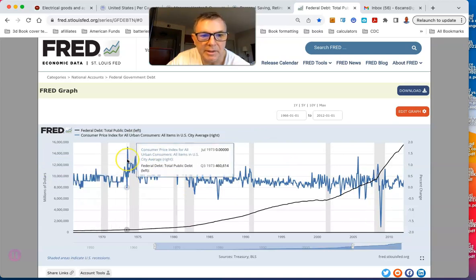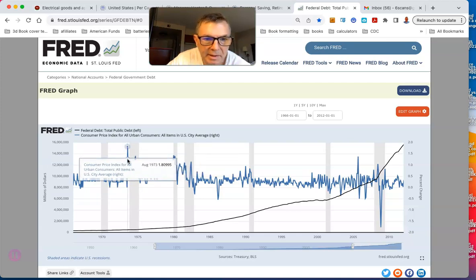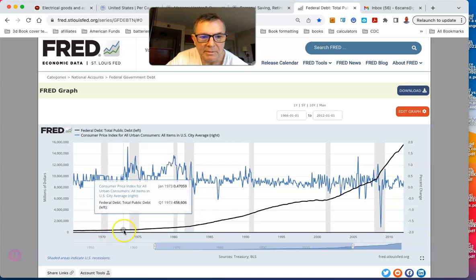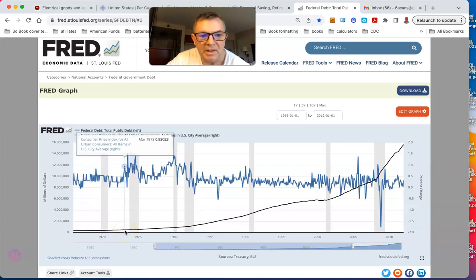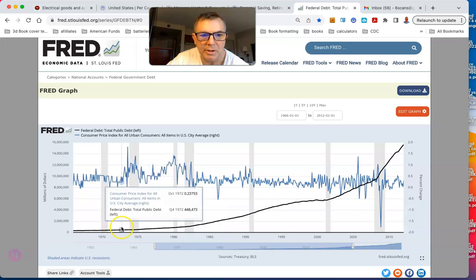So here we got 1970, right there. August 1973, CPI went up by almost 2% in one month. Look at that. And look at that amount of debt. I mean, my goodness, they were spending like drunken sailors. Well, that's just wrong. Look at all that debt they're accumulating.